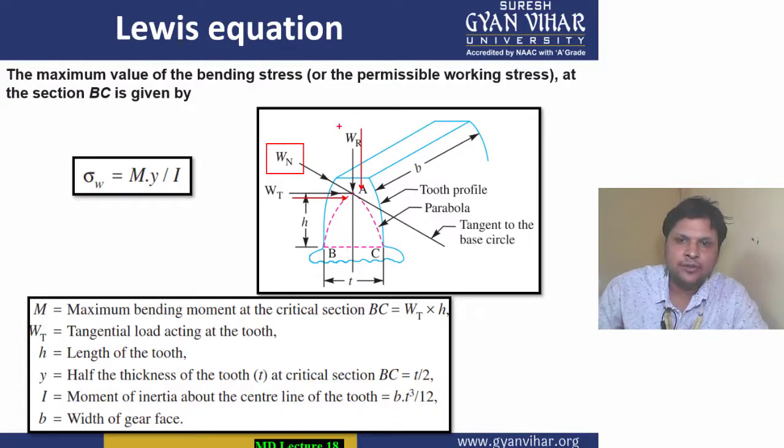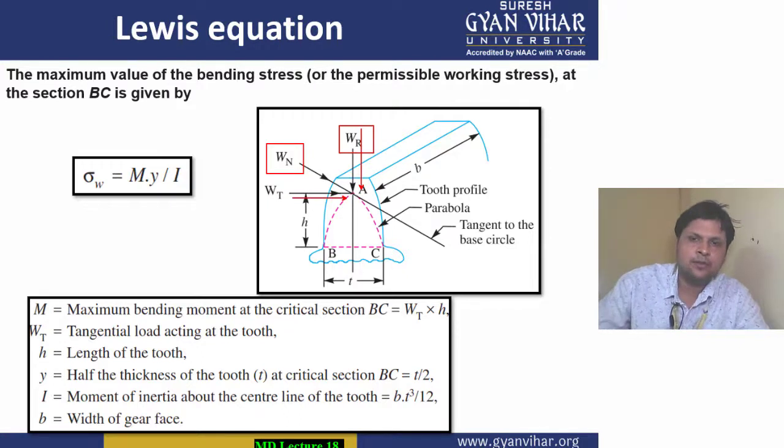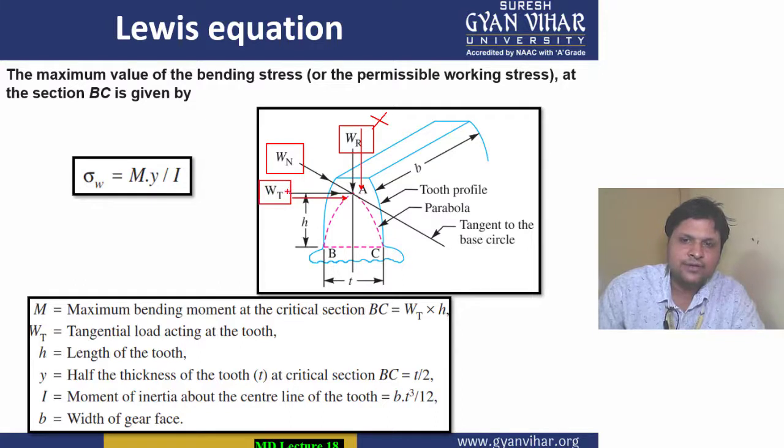Now this particular component of Wn, Wr, can be neglected, because it basically represents the compressive load that is acting on the tooth, and since it is negligible, we are neglecting it. We will focus on this tangential component. This tangential component is the one which drives the tooth, which moves the tooth. So Wt will be considered.